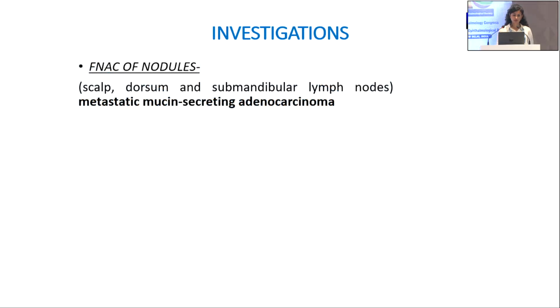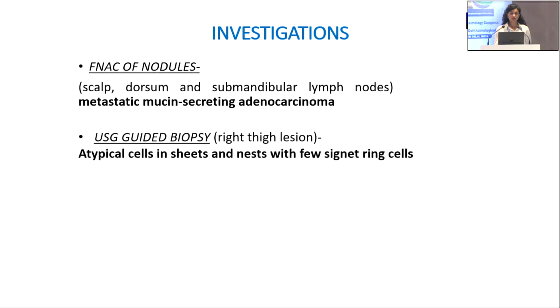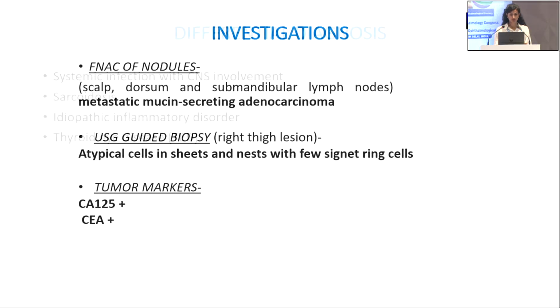FNAC of the nodules was done, and this showed mucin secreted adenocarcinoma, following which ultrasound guided biopsy was done, and this showed atypical cells in sheaths and nests with few signet ring cells, which was suggestive of adenocarcinoma, and tumor markers CA125 and CA were positive.